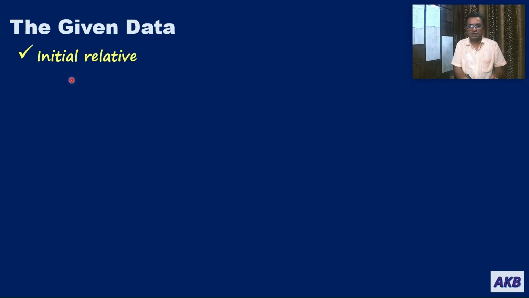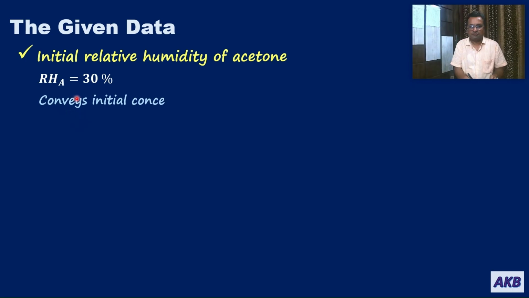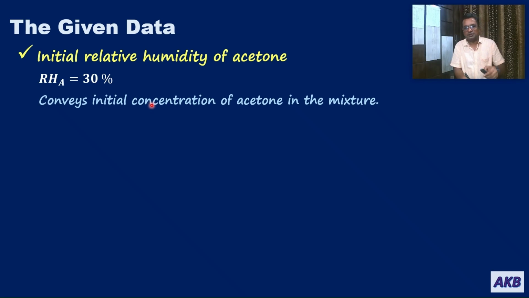Then initial relative humidity of acetone is given to us. I am denoting it as RHA, and it is 30%. So that means the relative humidity, what does it convey? It conveys initial concentration of acetone in the mixture. That means they have given the initial concentration of acetone in the mixture indirectly. They have given it in terms of relative humidity. We will have to deal with that.